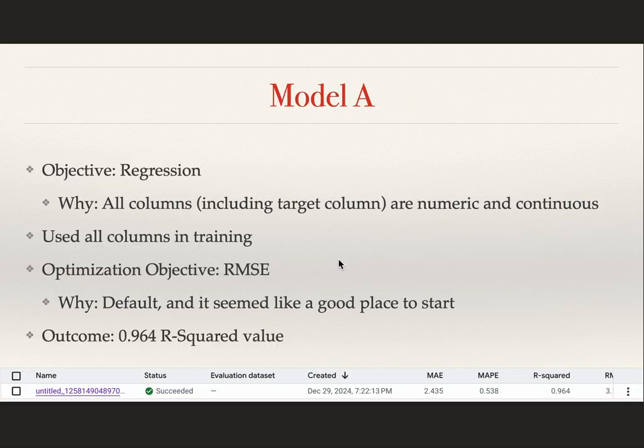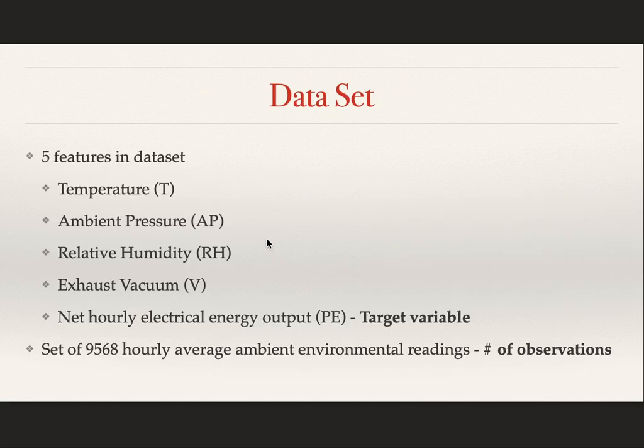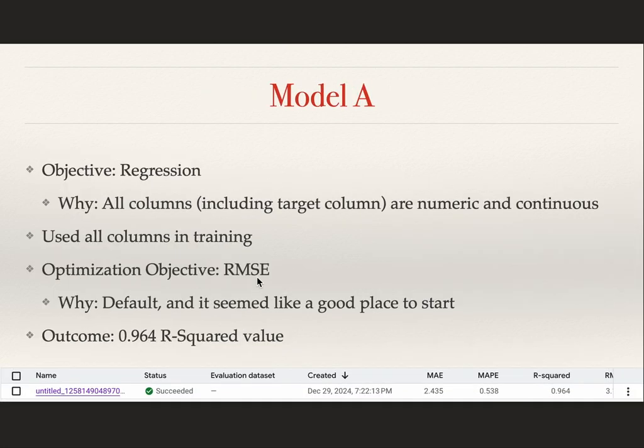So for the first one, I kept it pretty basic in terms of what the platform defaults to. I used regression because it's a continuous variable. I used all of the columns in the training, so I used all 4 of these to do the prediction of energy output. And then for optimization metric, I used root mean squared error, which is the default, and it seemed like a good place to start.